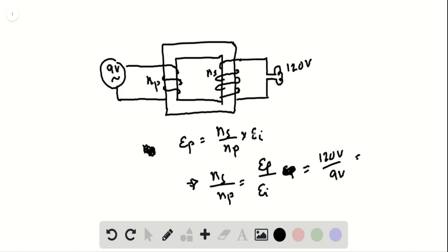So the way that I was writing it, this will be ES, the secondary. So that will come out to be 40 over 3, no volt, 40 over 3 equals 13.33. So you have to have 13.33 times more turns in the secondary coil than in the primary coil in order to generate this step up.